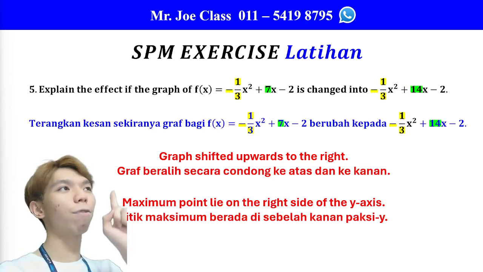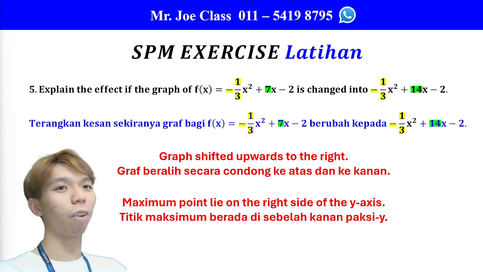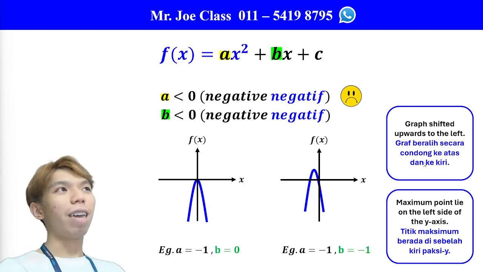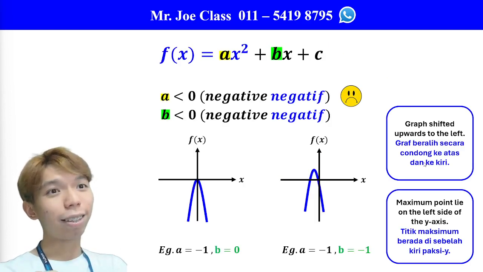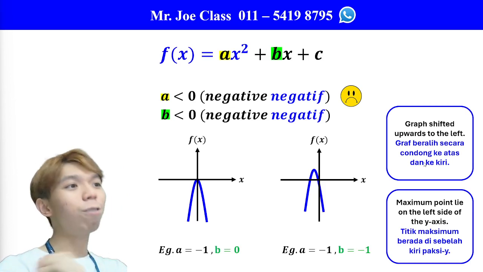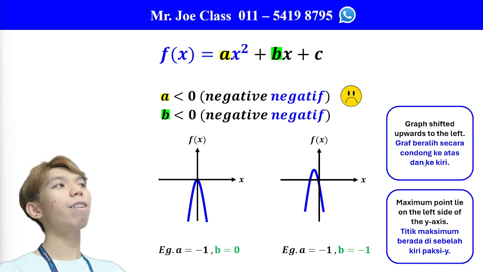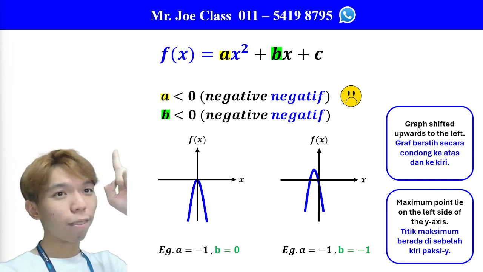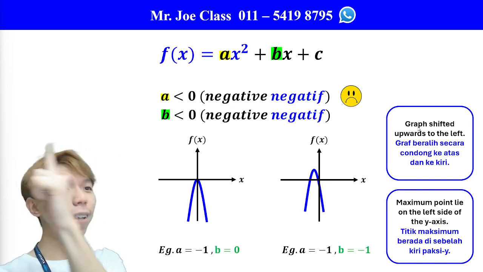Have to remember, hafal betul-betul, before you sit for your examination. Next, what if the value of a is negative and the value of b is also negative? So for this case, if both values are negative, then it will shift upward but to the left. Up, left. Upward to the left.